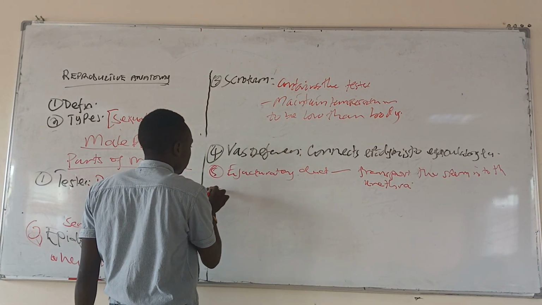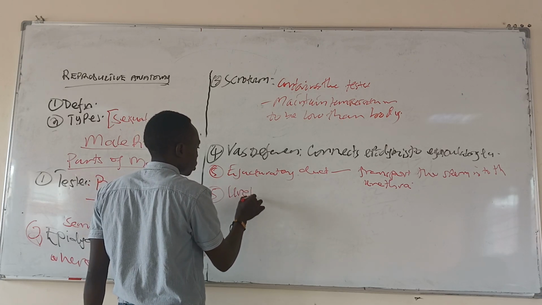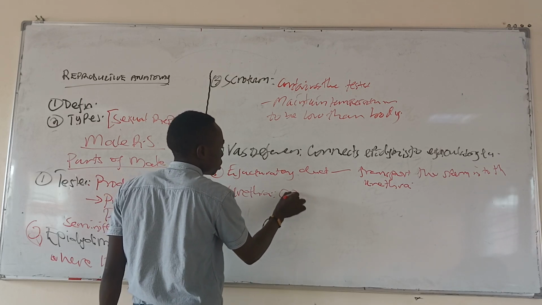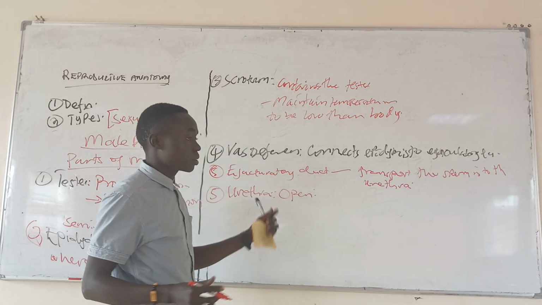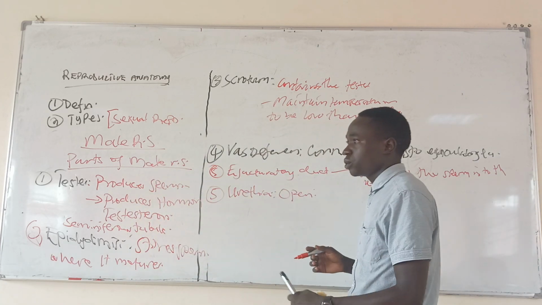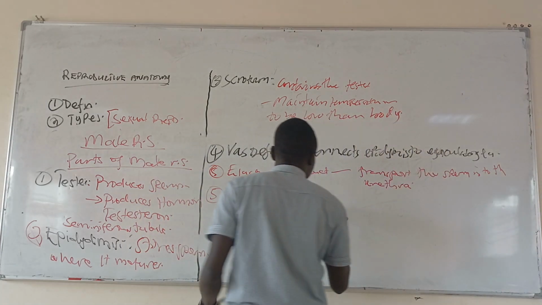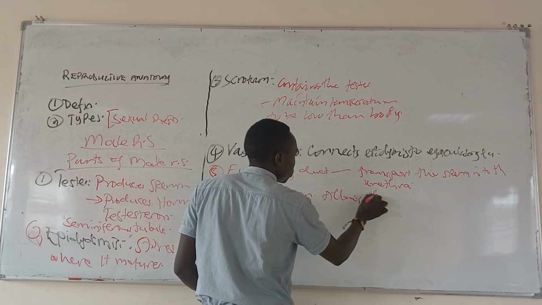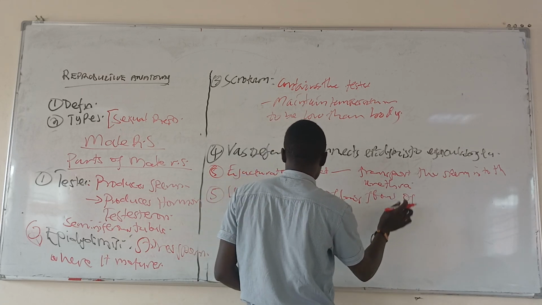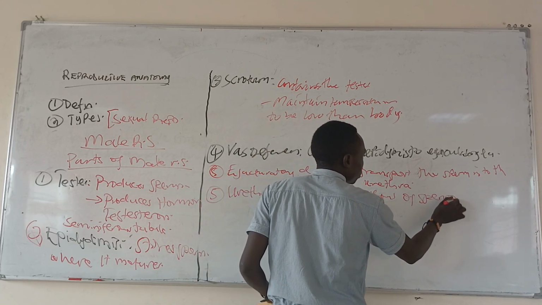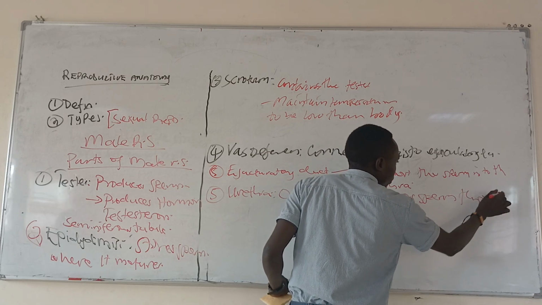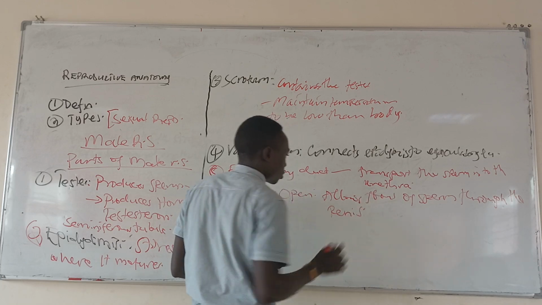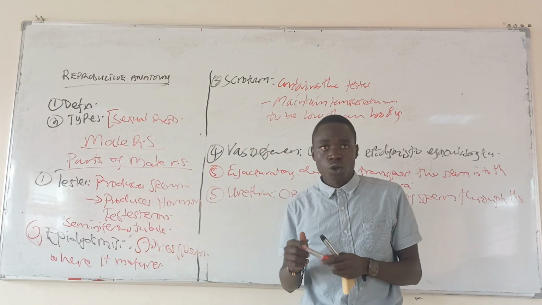Then what is this urethra? The urethra is an opening into the penis that allows flow of sperm and urine. So this one allows flow of sperm through the penis.